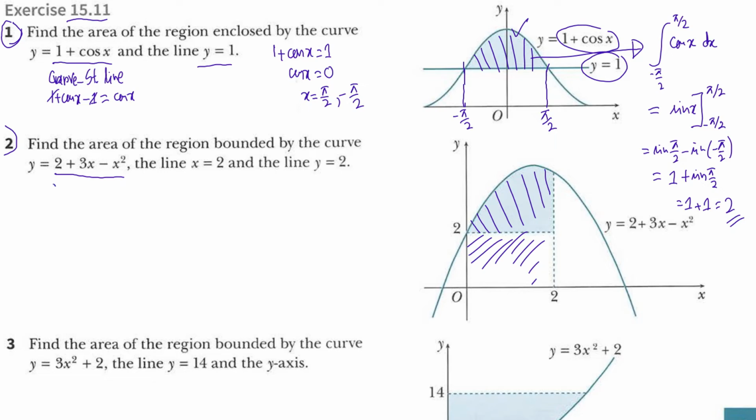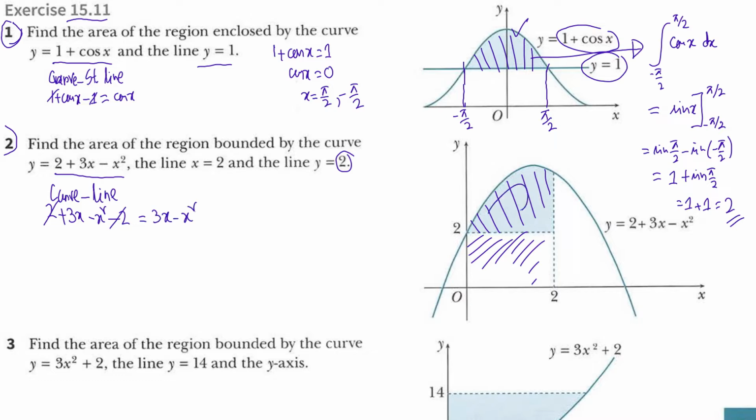Above the curve equation, can we write it? Curve equation minus another one, the line equation. So this is our curve equation, which is 2 plus 3x minus x squared, and the line equation is y equals 2. Let me write here 2 minus 2, and from there the 2 and 2 we can cut out. So our equation becomes 3x minus x squared.